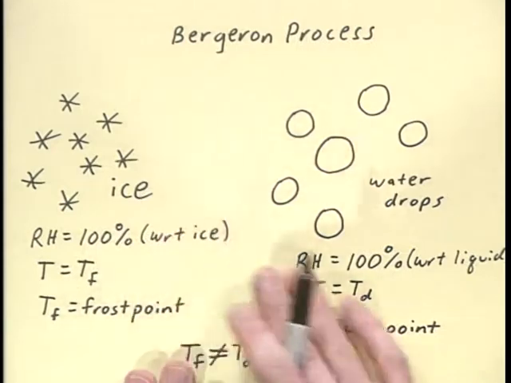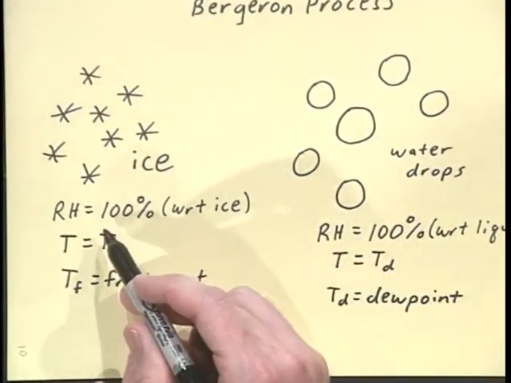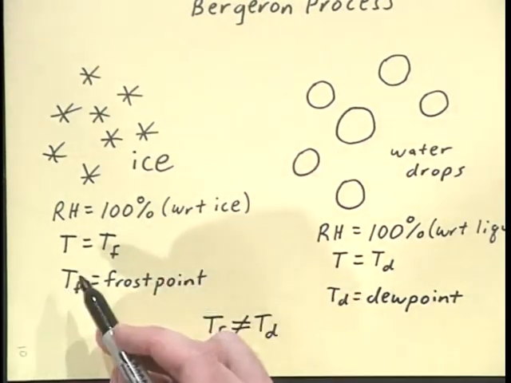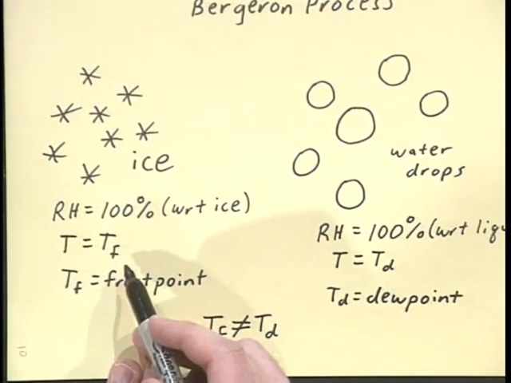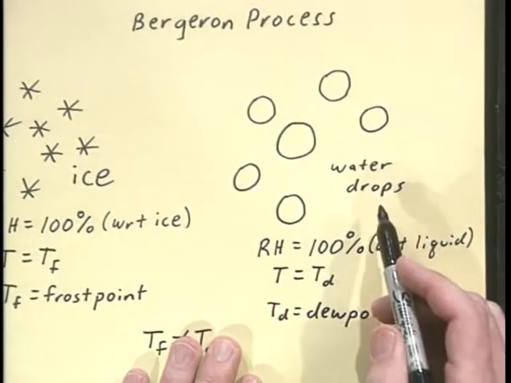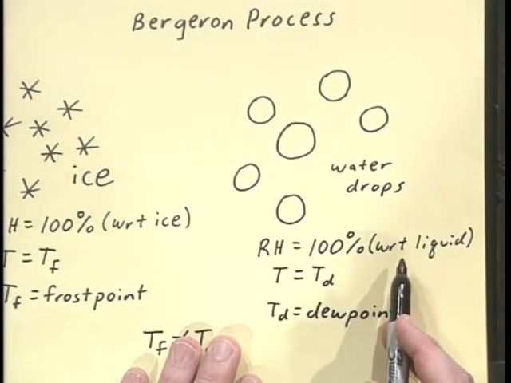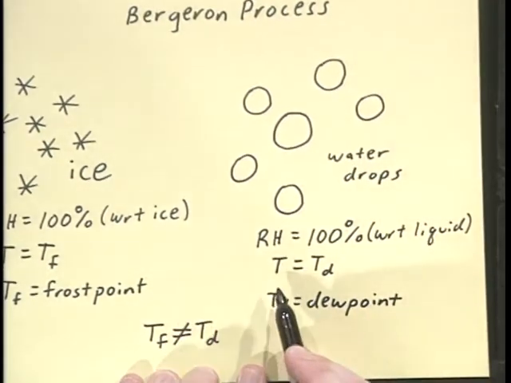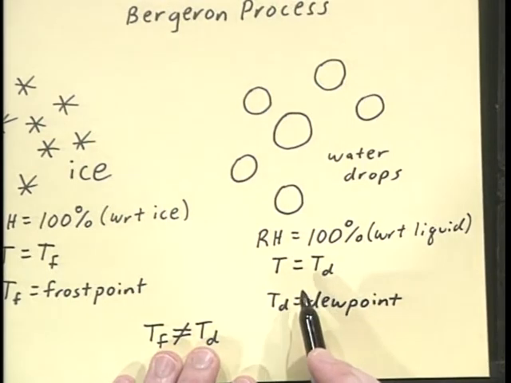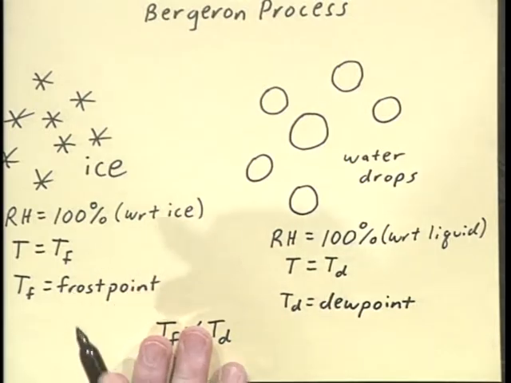So over here we have ice crystals, and suppose that the relative humidity is 100% with respect to the ice crystals. So in this case, the temperature is equal to the frost point. TF is the frost point. Or here with the water drops, the relative humidity is 100% with respect to a liquid. So in this case, the temperature is equal to the dew point. And on the skew-T log P, it only has the temperature and dew point value on the sounding. It does not have the frost point.